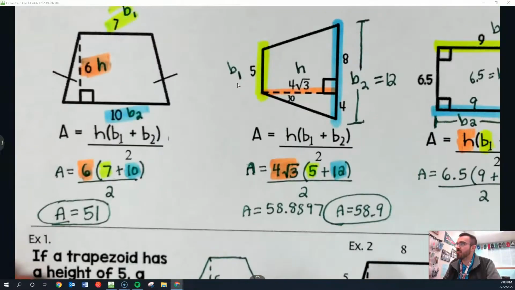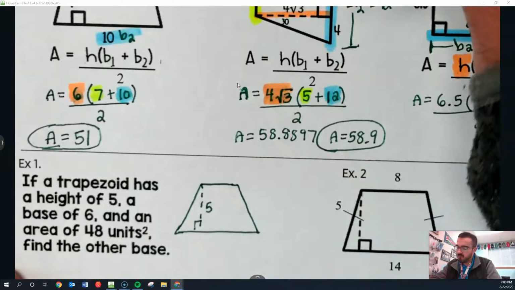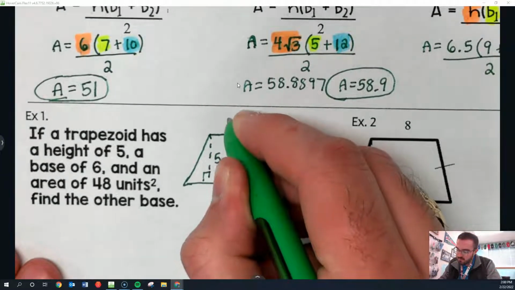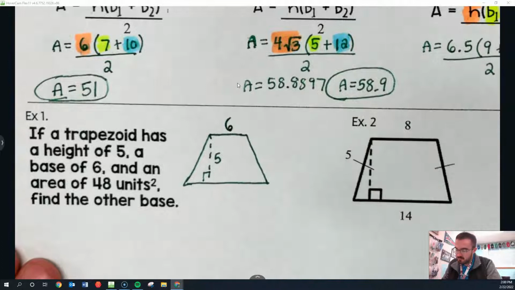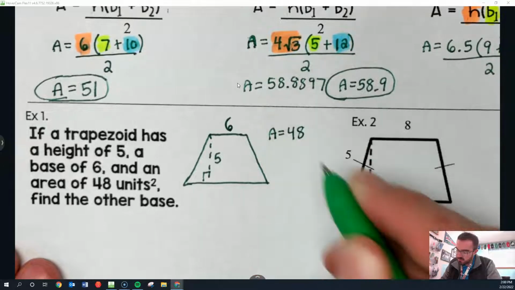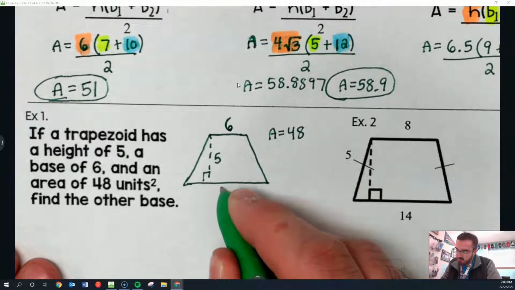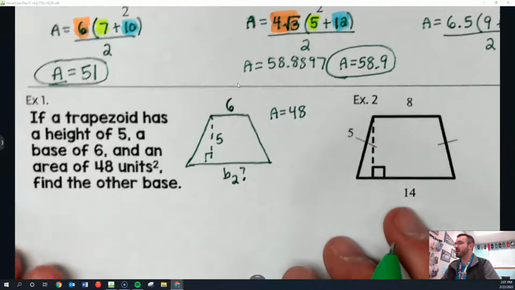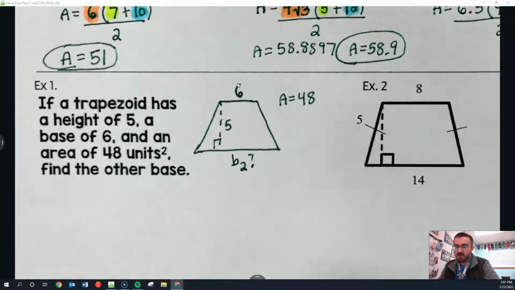Doesn't that look a lot like what we were doing up here? Height of 5, a base of 6. I've already put this base is 6, and an area of 48 units. Let me write that down. Area equals 48. I'm going to find the other base. So what is base 2? Okay, so let's pause for a second. Here's your picture. If you haven't written that down, I would write that down. Let's really talk about this.